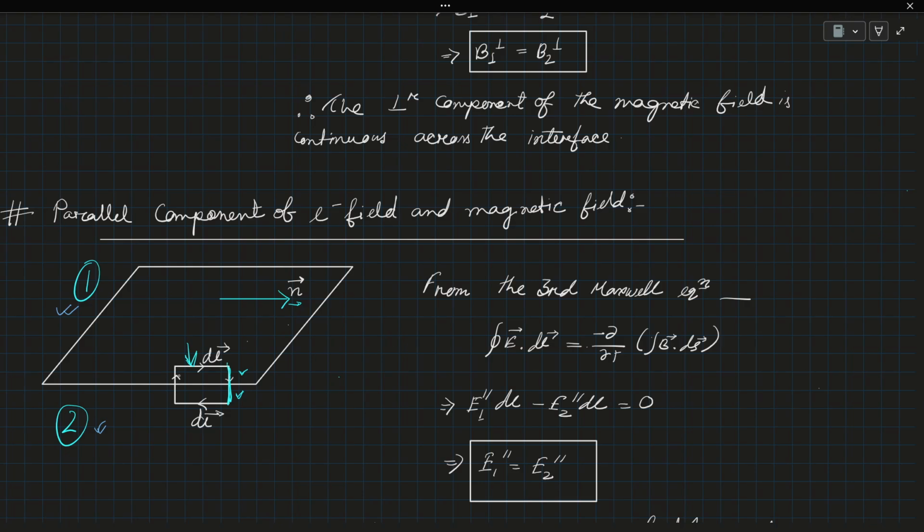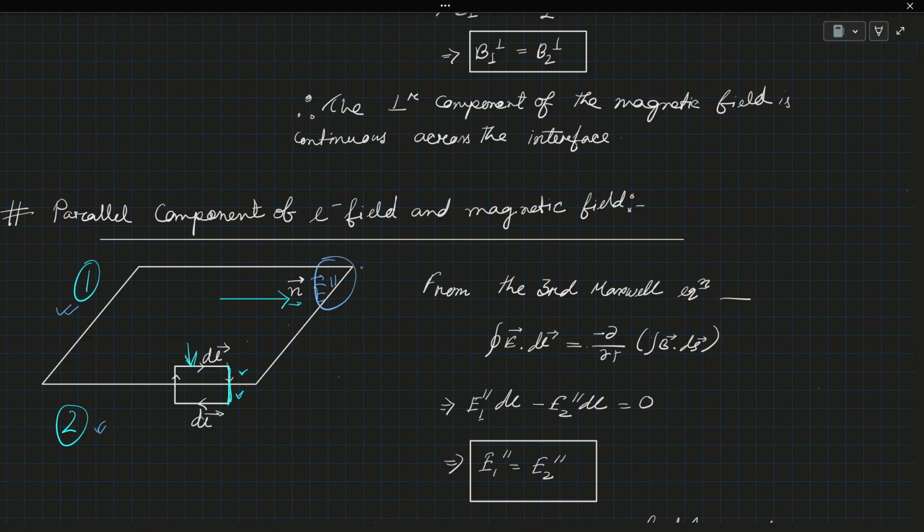Now I have considered an Amperian loop such that the upper half of the loop is in medium 1 and the lower half of the loop is in medium 2. This upper half is in medium 1 and this lower half is in medium 2. Since we are going to consider the parallel component of the electric field, I have considered the electric field in this direction, in the parallel direction, parallel to the surface. So let me write it down here. This is E parallel.